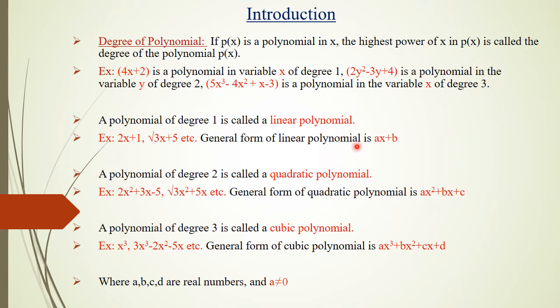And considering all these three general forms, a, b, c and d all are real numbers, they cannot be imaginary numbers. All are real numbers that exist on a number line, but in all the cases a cannot be 0. That is the one point we must remember.